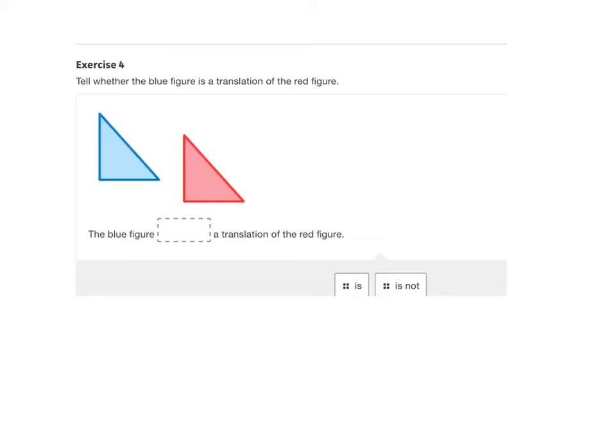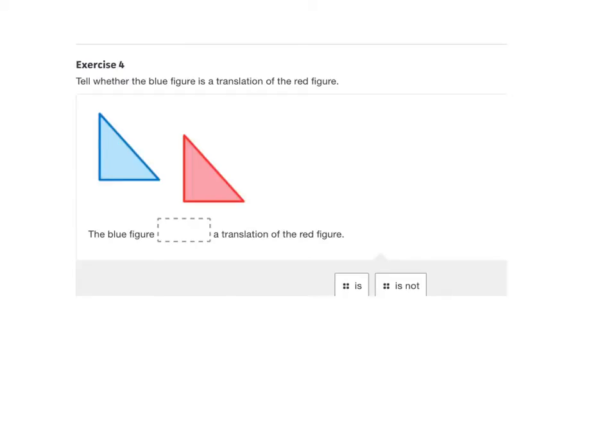Alright, good morning pre-algebra. Today we're going to go over assignment L1 2.2, and this is starting the chapter on transformations, and the first one talks about a translation. And I know those sound like they're the same thing, but a translation is a slide, and a transformation is just a change. So, the question is, the blue figure blank a translation of the red figure.